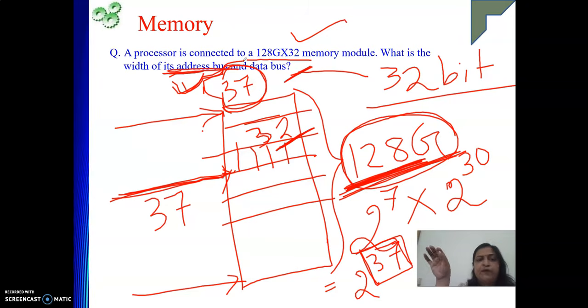And at this moment, do not think why it is 37, why it is 32. The why part is understood. Why such big numbers, how the things are handled, that we'll see in due course, right? But as of now, you need to understand that to connect this memory to my processor, I need to have 37 bits of address coming from the processor side to the memory. And my data bus width will be 32 bits. Hope it is clear, right? Thank you.